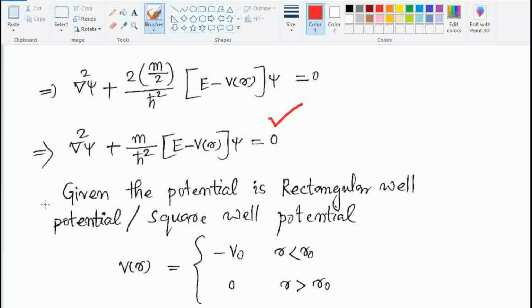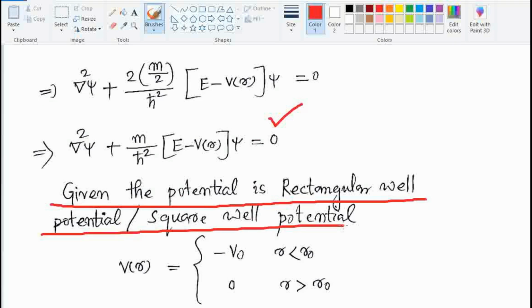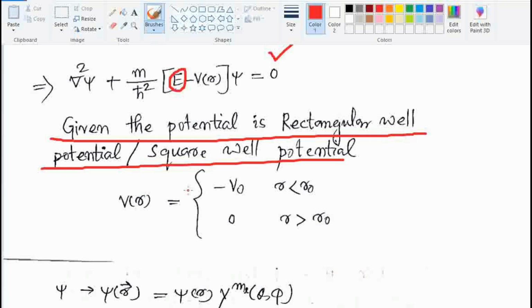Now it's time to put the value of the depth of the potential as well as the binding energy of the deuteron. This energy is the binding energy of the deuteron. Now in place of the potential here you put minus V naught. This potential is attractive, right? That's why this negative sign is coming here.